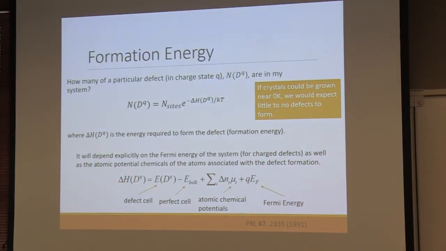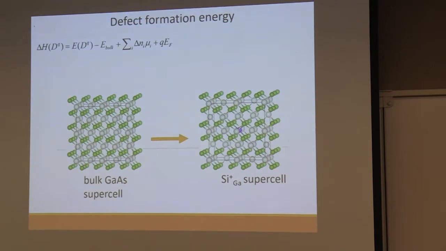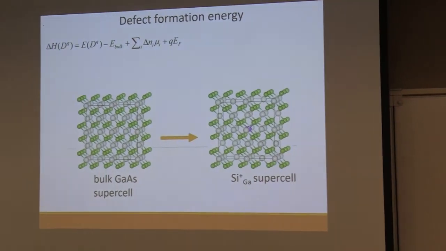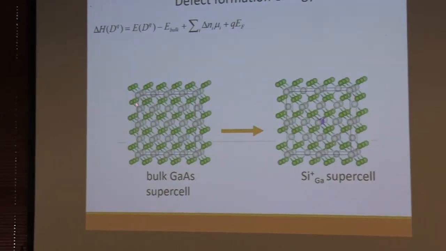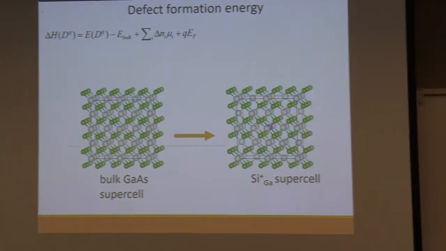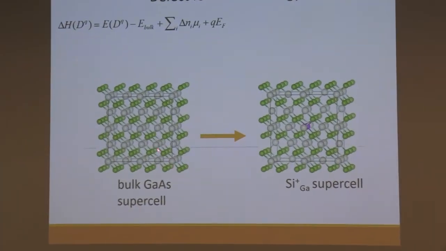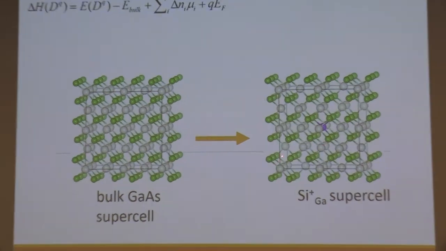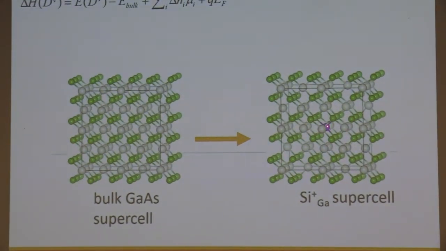So we'll imagine a simple defect formation. Here we have gallium arsenide. It's a perfect cell, a perfect crystal. And what we want to do is form this defect here, which is gallium arsenide, except one of the galliums is missing and a silicon is in its place.